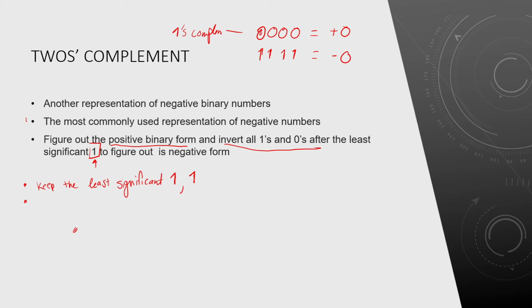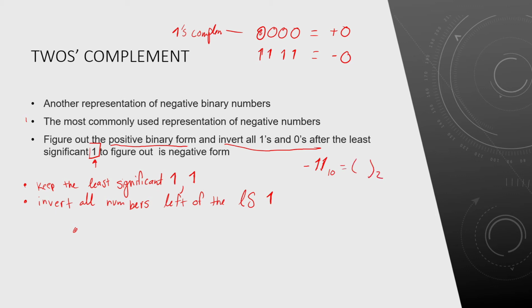Invert all numbers left of the least significant 1. So what do I mean by that? Let's do something easy. Let's do 11. Let's figure out negative 11 in decimal form, what is its binary form.